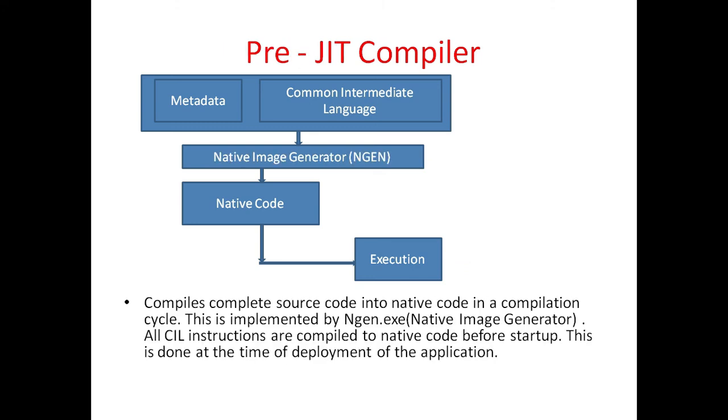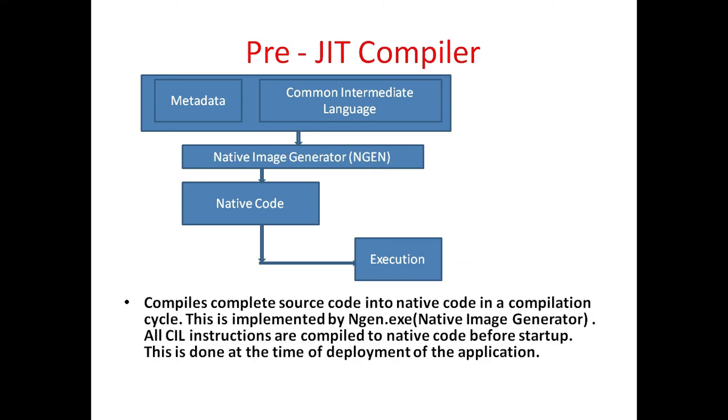And last is the pre-JIT compiler. It compiles the complete source code into native code in a single compilation cycle. This is implemented by the Ngen.exe file, that is, the native image generator. All CIL instructions are compiled to native code before startup. This is done at the time of deployment of the application.